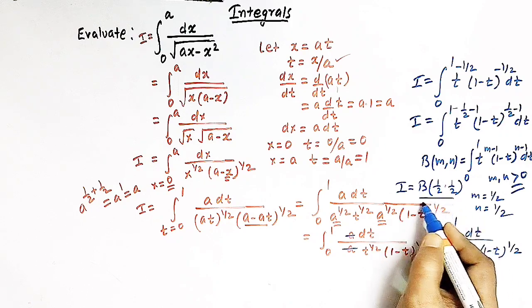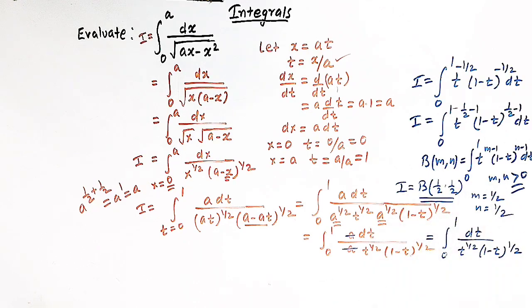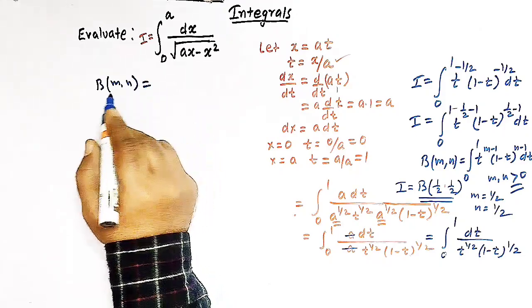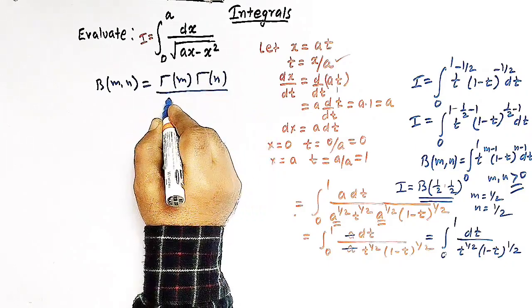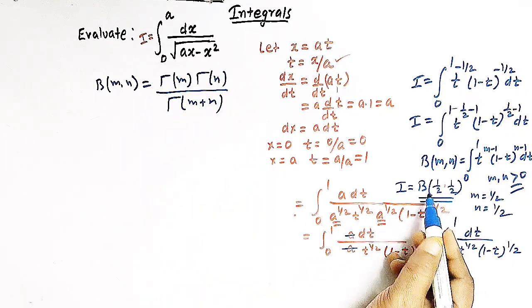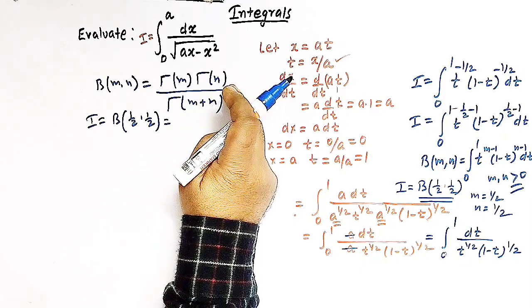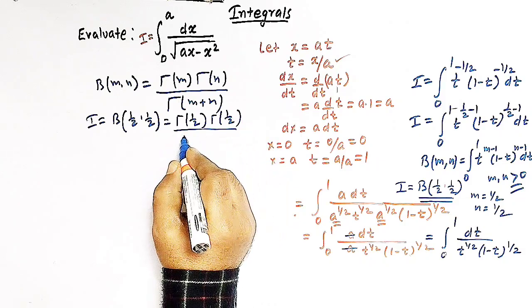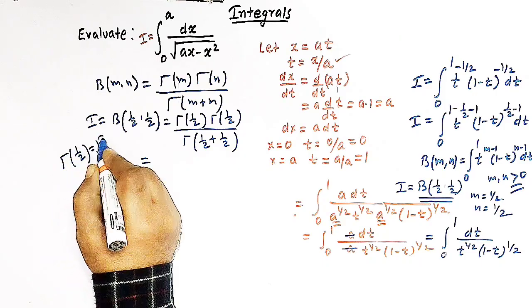So now we have to find out the value of this expression, that is the beta function, using the relation between beta function and gamma function. So now the beta function and gamma function are related by this expression, that is gamma m, then we have gamma n divided by gamma m plus n. So here I is equal to beta half comma half. So we have now from this relation gamma half, then we have gamma half, and then we have gamma half plus half. So now the value of gamma half is square root of pi.